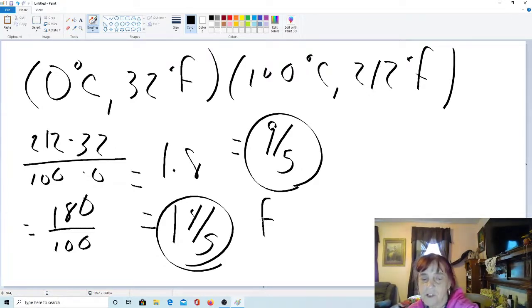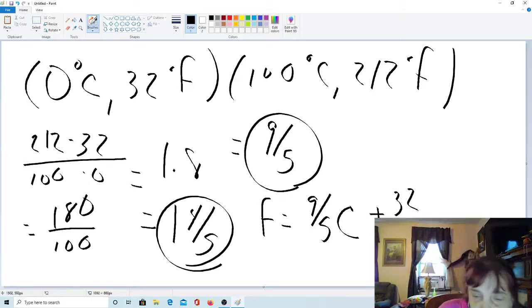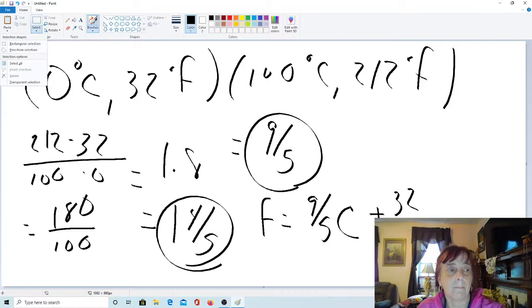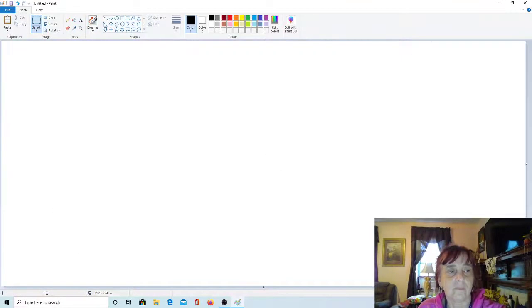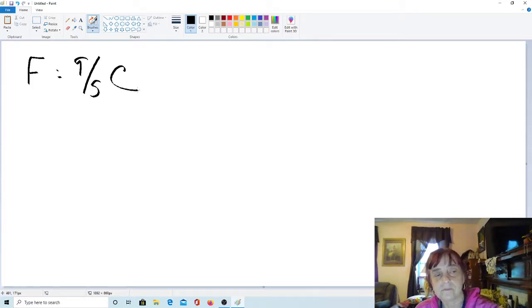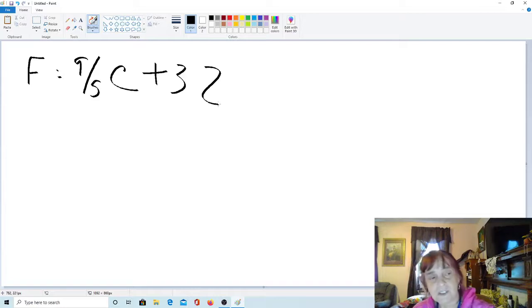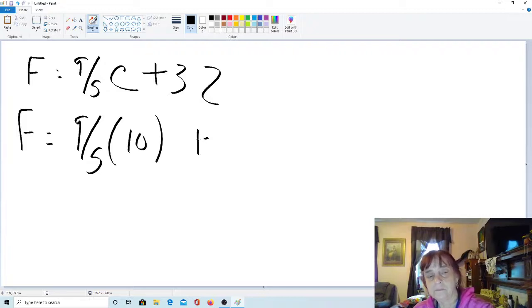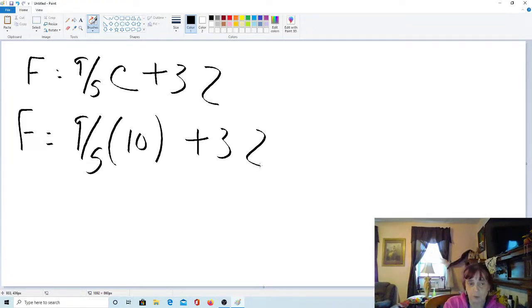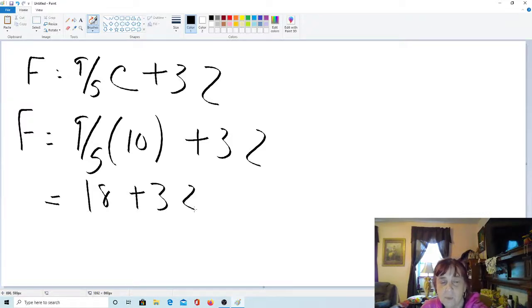Okay, and so degrees Fahrenheit is the slope, which is 9/5 C plus the y-intercept, which is 32. F equals 9/5 C plus 32. So if it's 10 degrees Celsius, 10 divided by 5 is 2. 2 times 9 is 18. 18 plus 32 is what? That's going to be 50 degrees.